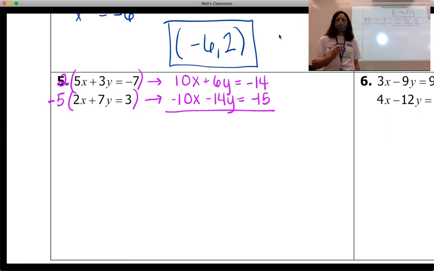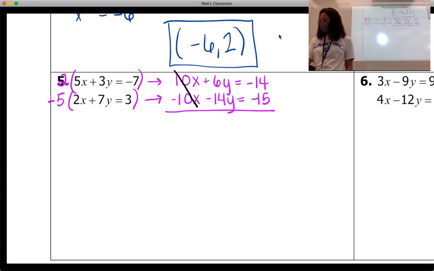Now we just add. So what happens when we add our x's? They cancel out. We always want that to happen. If you multiply them and nothing cancels out, then you have to go back and pick something else to multiply them by. Now, -5 times 7y.